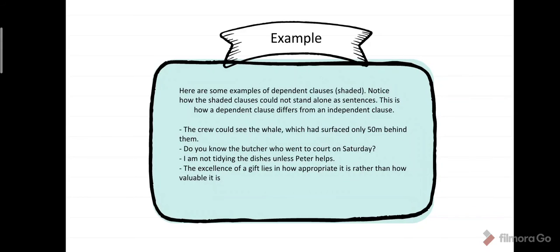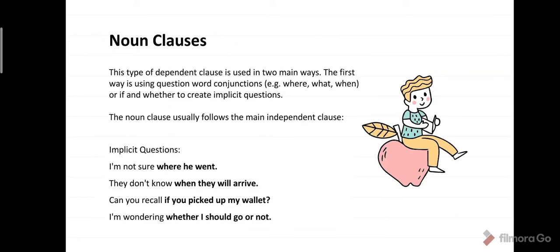Here are some examples of dependent clause. Notice how the shaded clauses could not stand alone as sentences. This is how a dependent clause differs from an independent clause. And then the types of dependent clause. There are three types of dependent clause.